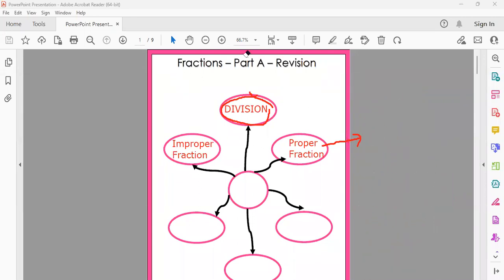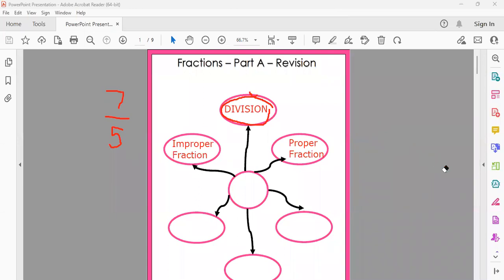Now the opposite will be true for improper fractions. 5 over 7 is an example of proper fraction. 7 over 5 would be an example of an improper fraction.